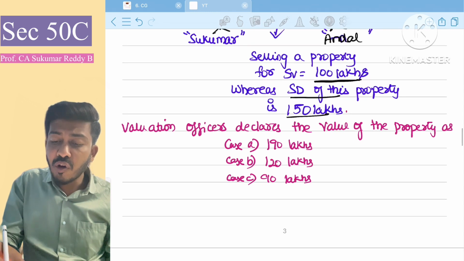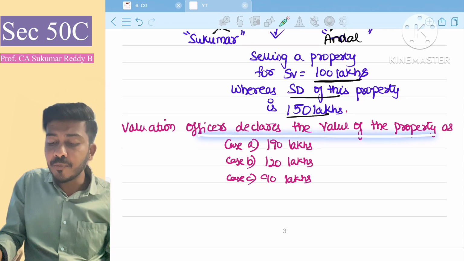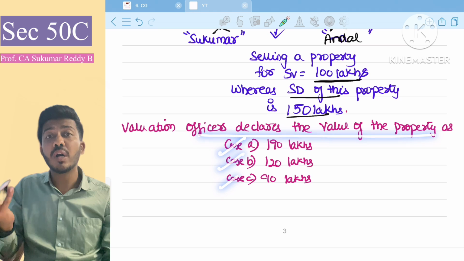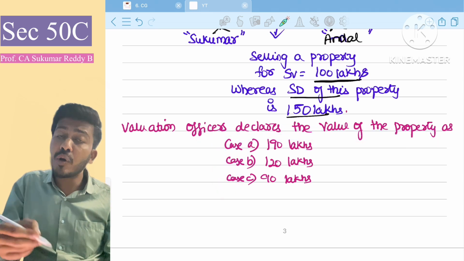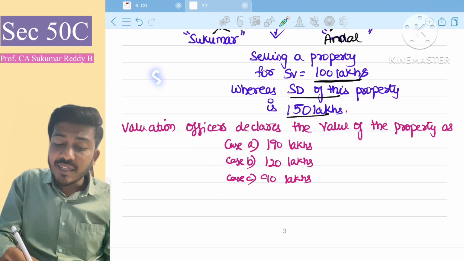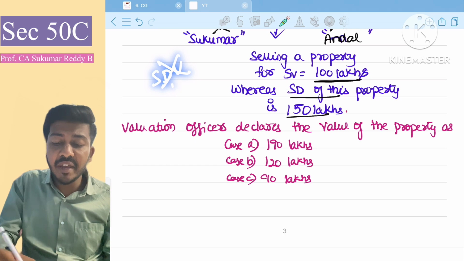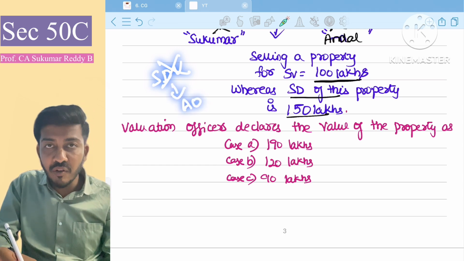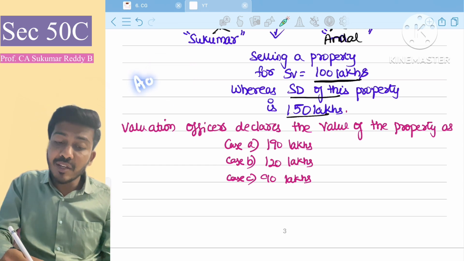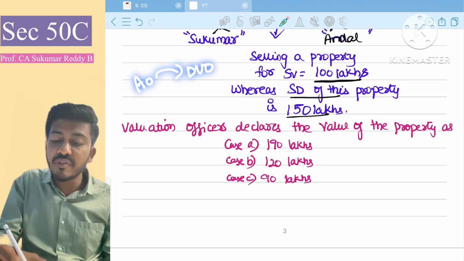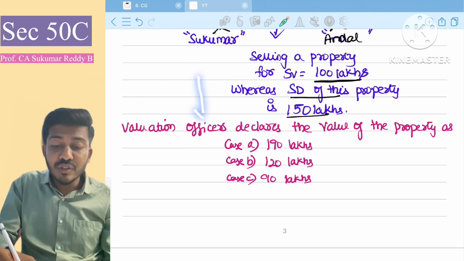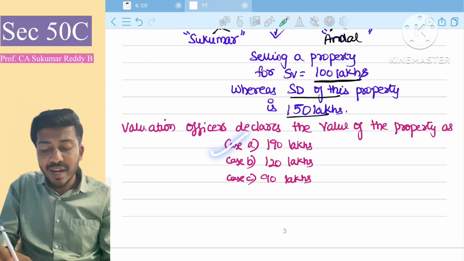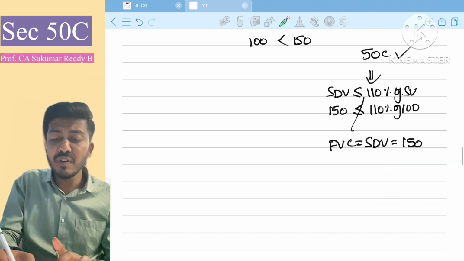Now, what happened in the question? The valuation officer has declared a value in three different cases. What will be your answer? What would have happened? The drama behind it: the assessee is not satisfied with SDV. Therefore, he would have gone to the assessing officer requesting him. The assessing officer would have transferred the case to the divisional valuation officer. The valuation officer gave all these values. Let us start with case A. We will put it in a roadmap.